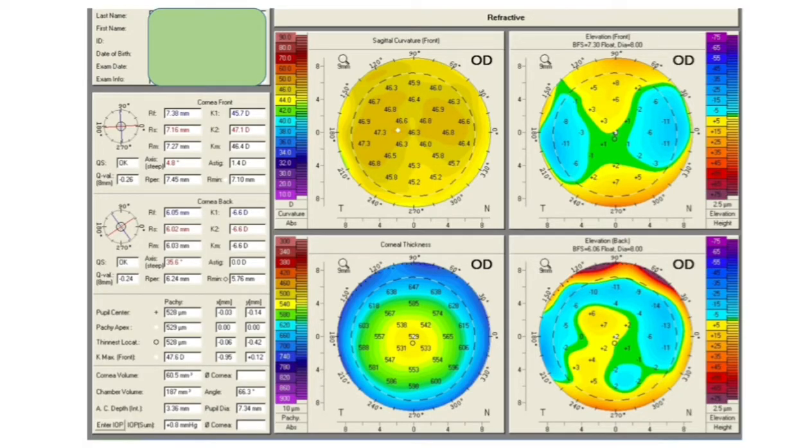Today's main aim is to know how to interpret a topography report. Like this is a topography report. By looking at the values of this report, whether you are able to say that this cornea is normal or abnormal, that is our main aim. So let's start. This topography report has some parts: this is a section where some values are given, and here 4 refractive maps are also given.